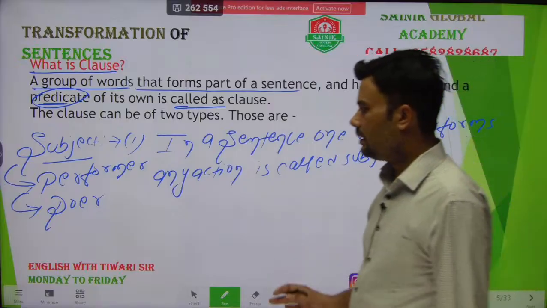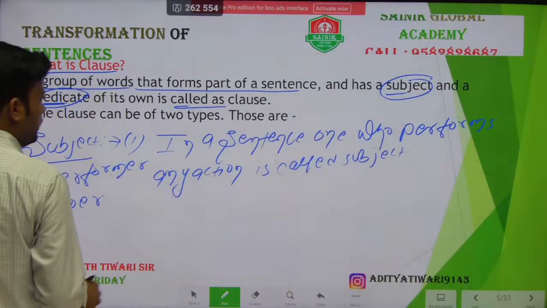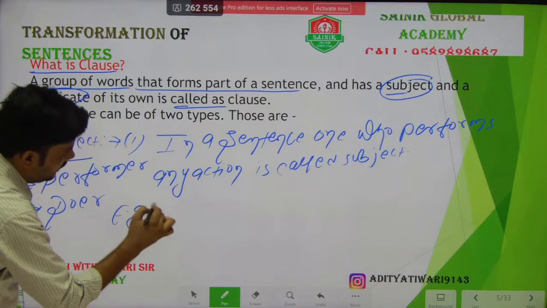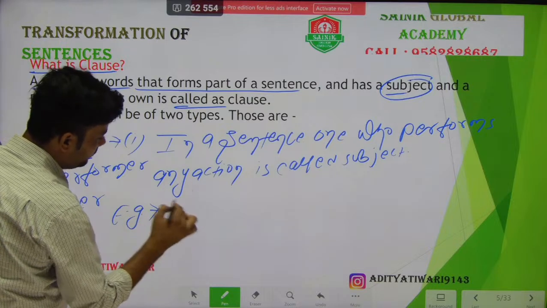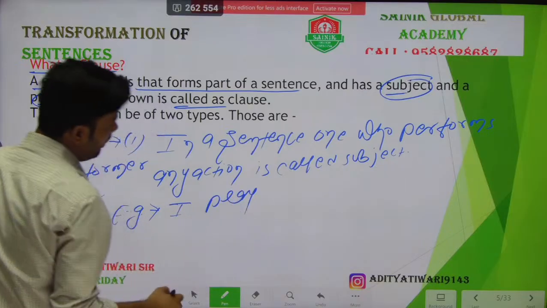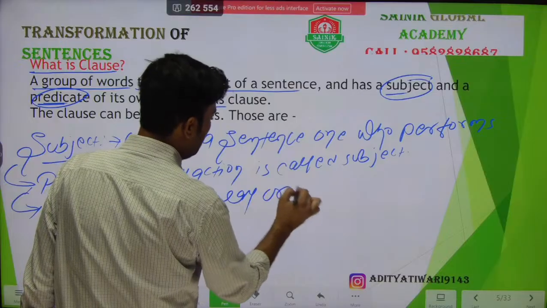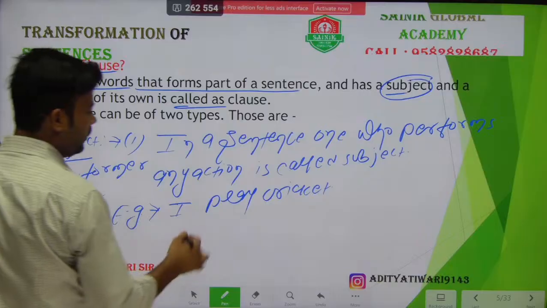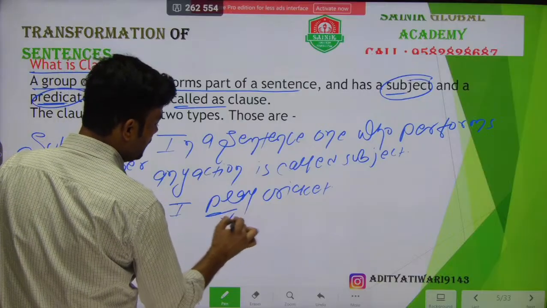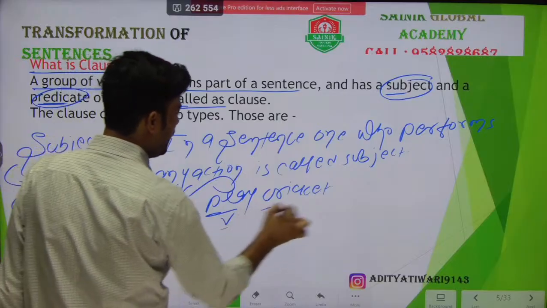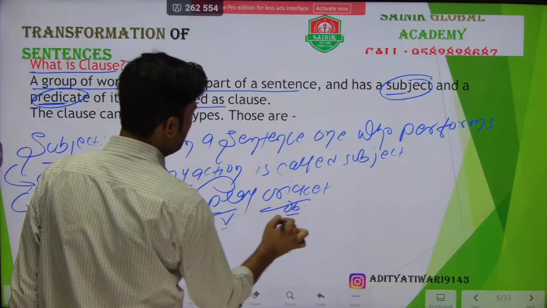And subject, in other words in English, we can also call it performer, or we can also call it doer. So doer, performer and subject are all the same thing. See some examples here. If I write, I play cricket. Now in this sentence what am I doing? Playing. So playing is a verb. Who is playing? I. So I is a subject and cricket will be known as object.